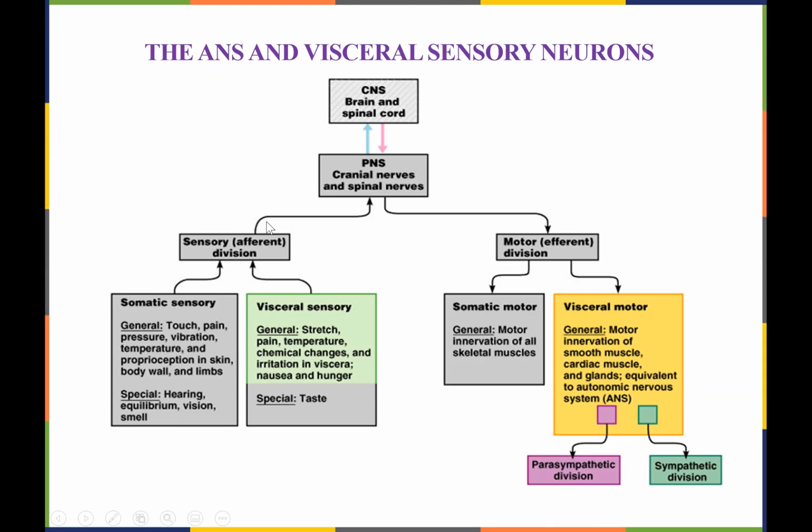Viscera means body organs, the viscera of your body, like your liver and spleen. These receptors are usually stretch receptors or pain and chemical receptors. So these are the visceral sensory. Our focus today, however, is in the motor efferent division.